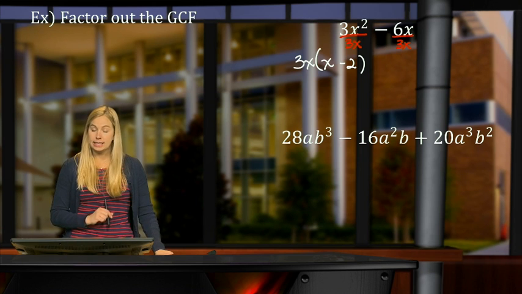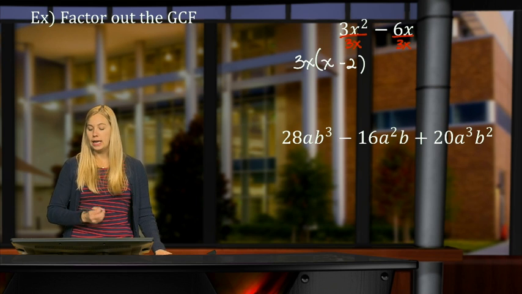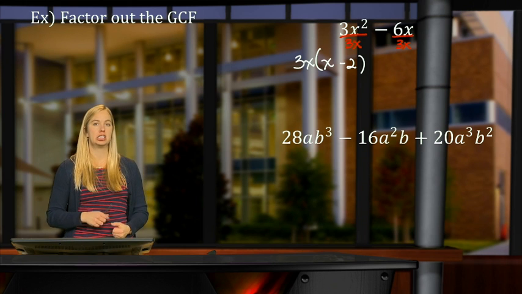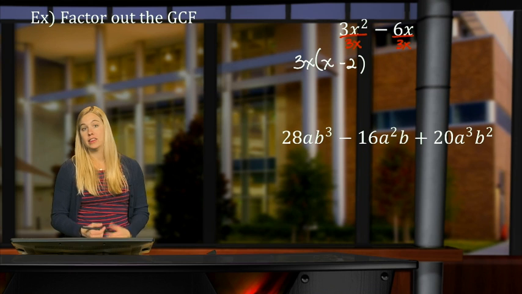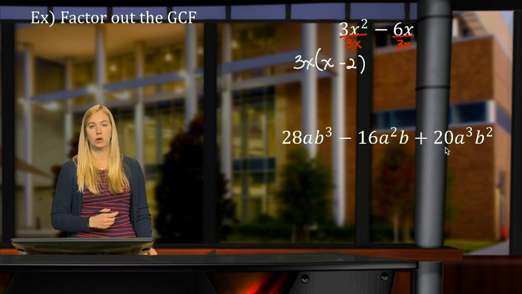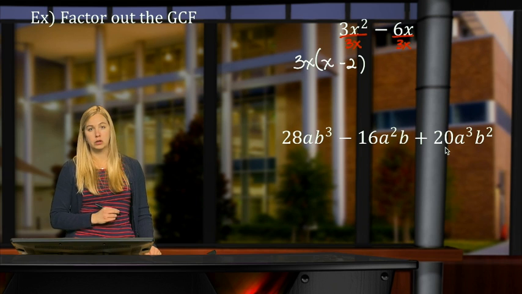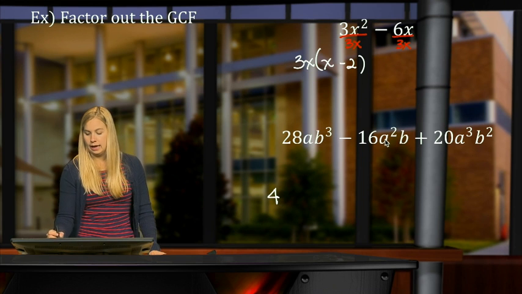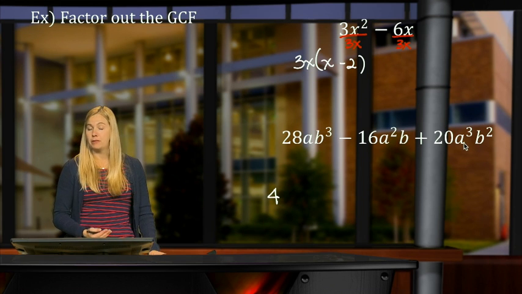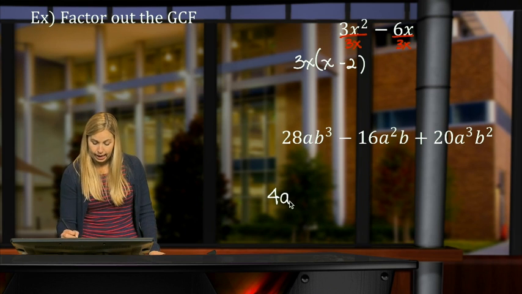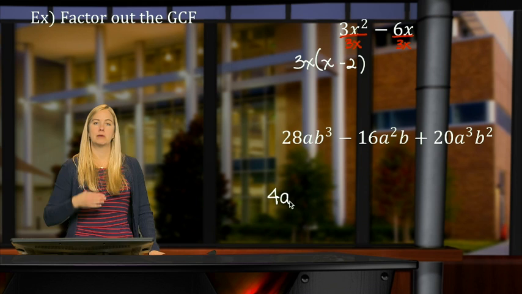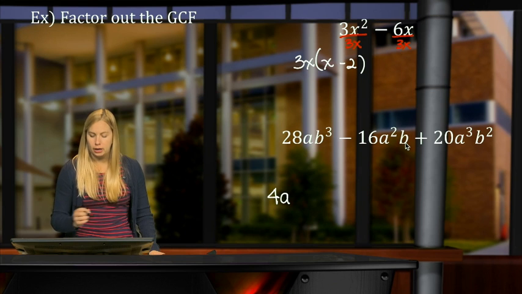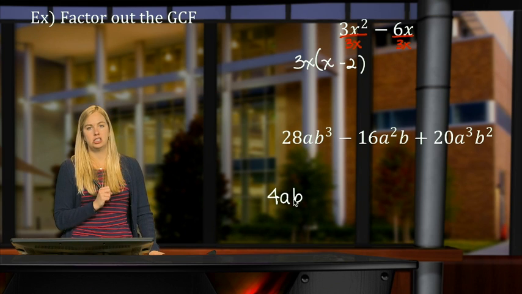28ab cubed minus 16a squared b plus 20a cubed b squared. Now we have 3 different components we want to look at when we're trying to determine the GCF. First, we'll look at the coefficients, 28, 16, and 20. What is the greatest common factor of those 3 constants? It is 4. A, a squared, a cubed. The greatest common factor of those 3 terms is just going to be a. Remember, your greatest common factor is something that will divide evenly into all of your terms. B cubed, b, and b squared. Again, we will have just a GCF of b.